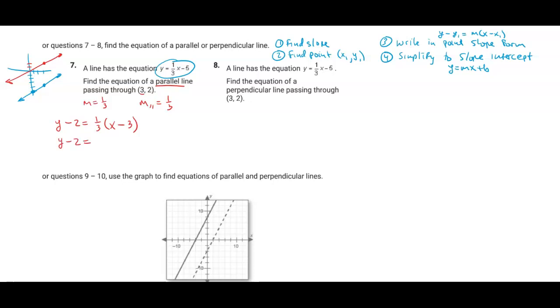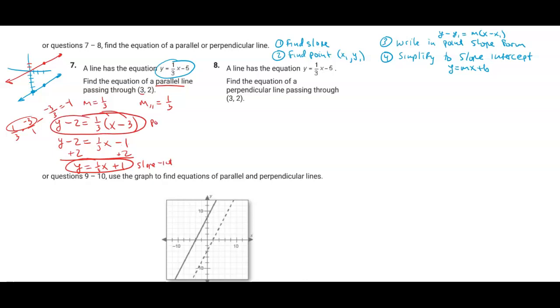So what do I get here? y minus 2 equals, I'm going to distribute the 1/3. This is how we go from step 3 to step 4. Distribute the 1/3 to get 1/3 x, and then 1/3 times -3, put it over 1, and that would give me -3 over 3, which is -1. Now, all I have to do is add 2 to both sides to get y by itself, and y equals 1/3 x plus 1. Negative 1 plus 2 is 1. So that's the equation in slope-intercept form. And this is the equation in point-slope form. Okay?